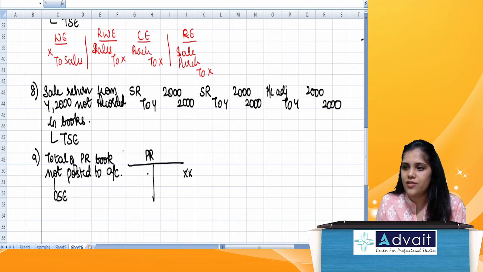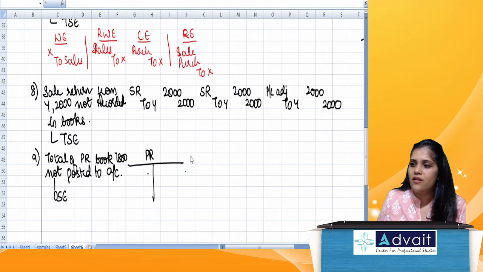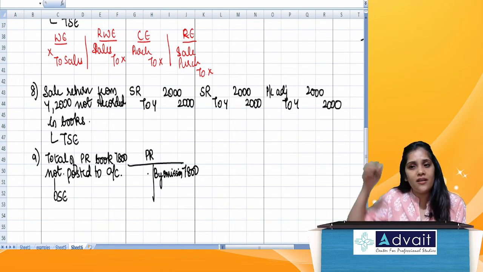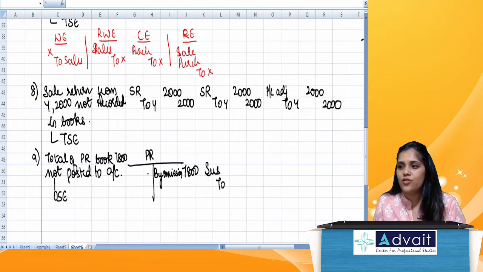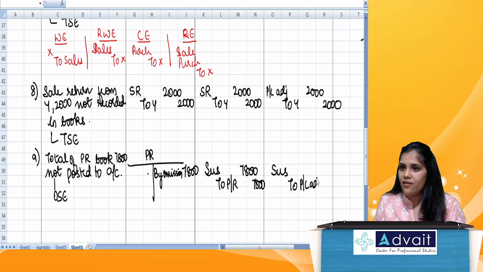Let's take a figure, purchase return book 7,800. Okay, so we should credit 7,800 and we write here by omission. Now since it is a one-sided error, suspense account will come. So again, purchase return will get credited. So we debit suspense account. So my journal entry will be suspense to purchase return 7,800. And here we should replace the nominal account. Which is a nominal account? Yes, purchase return is a nominal account. So we write suspense to P&L adjustment. Very good, Dhanush. 7,800.